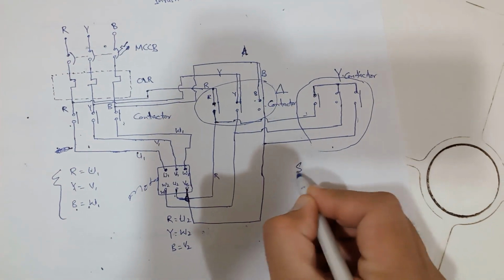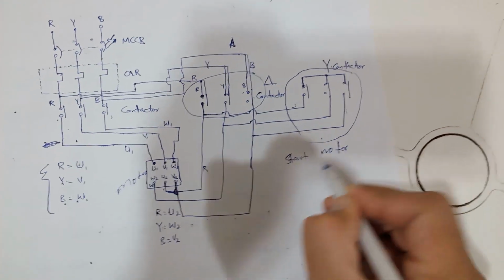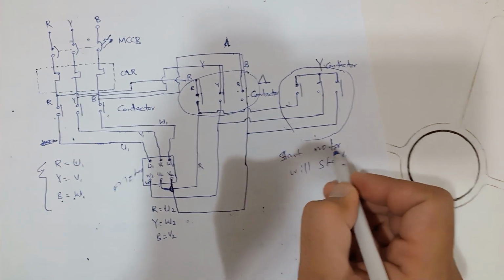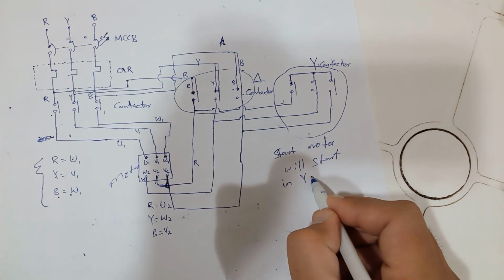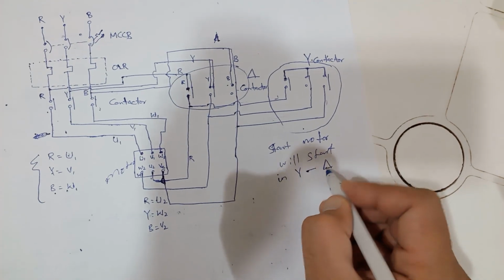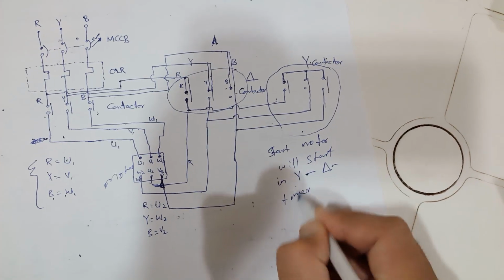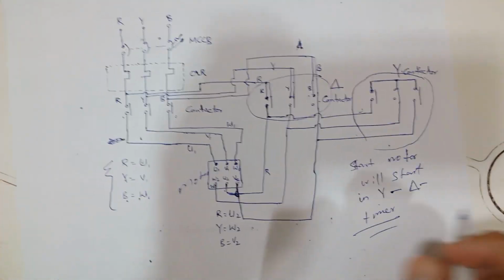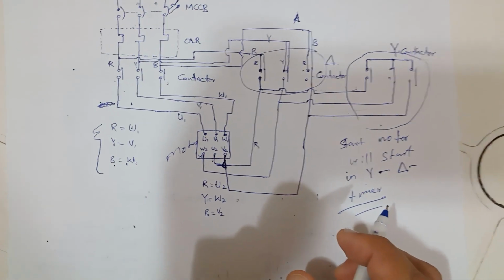So in start, the motor will start in star, and after some time it will automatically convert to delta, because we will install a timer also, so due to the timer it will convert to delta after some time. So this was our topic today, the power diagram of star delta starter.